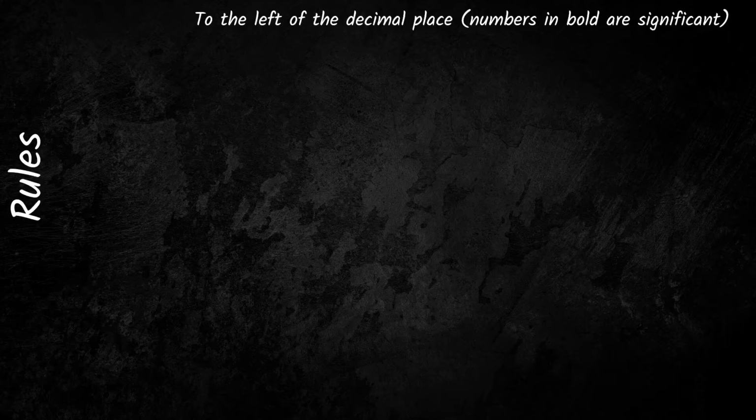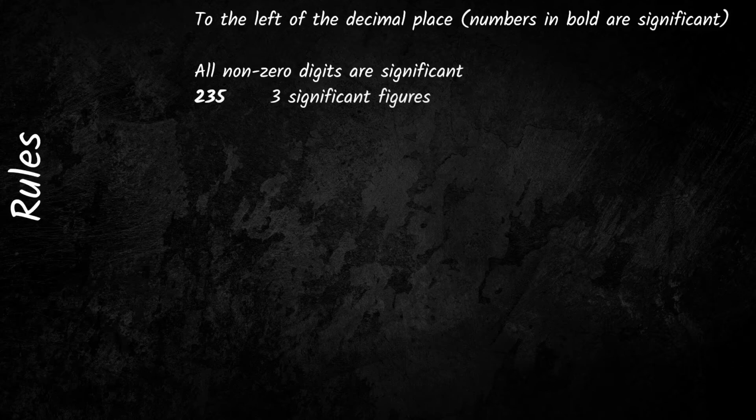We're going to talk about numbers to the left of the decimal place first, and of course the numbers shouldn't have any decimal places yet. All non-zero digits are significant. So example 2, 3, 5. All three digits 2, 3 and 5 are significant.